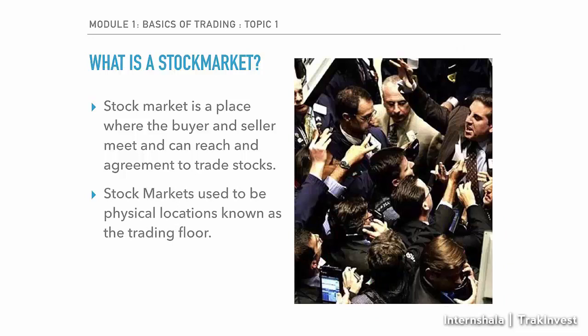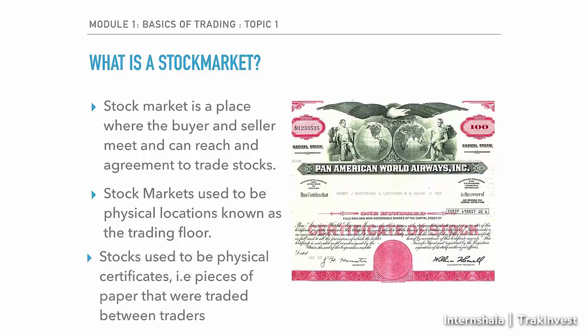Stock markets used to be physical locations known as the trading floor. There would be lots and lots of people gathered in one space in a common area, just like shown on the slide, shouting and screaming numbers and stocks to each other. Stocks also used to be physical trading certificates, pieces of paper that would be traded and exchanged between the buyers and the sellers.